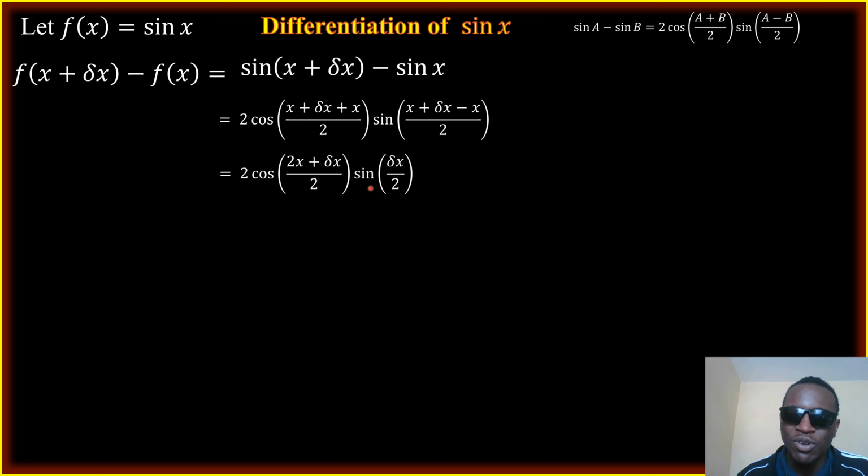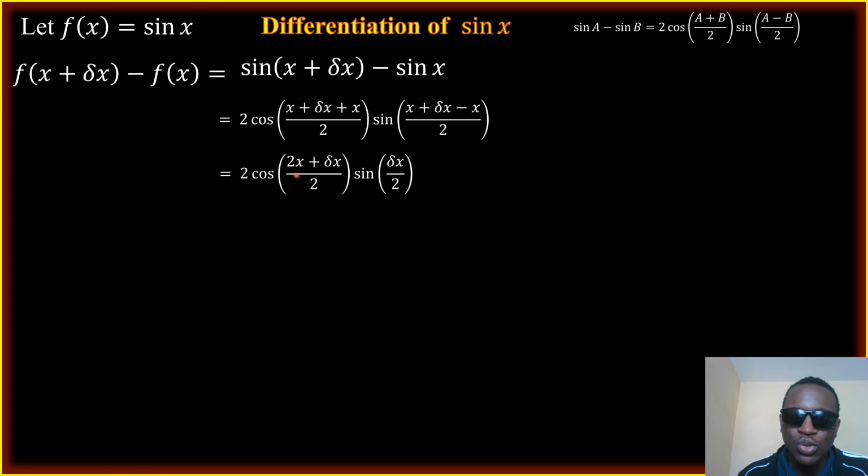And then now the sine function comes down. What is inside this now? X minus x is what? 0. Okay. So we are left with delta x divided by 2. Good. From there now, we go further to simplify this part.